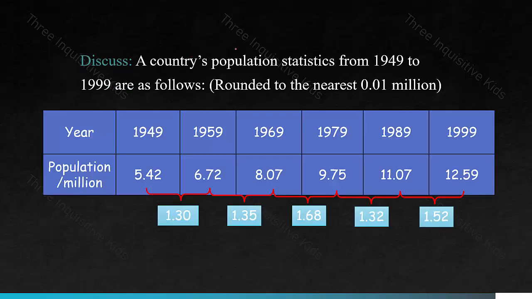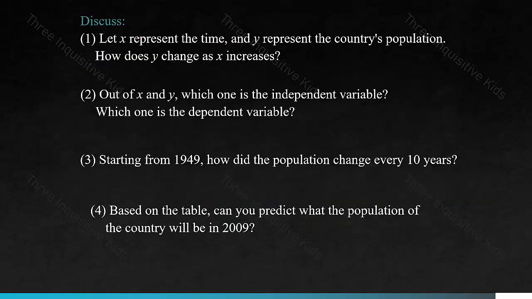A country's population statistics from 1949 to 1999 are as follows, rounded to the nearest 0.01 million. I want you to observe this table. If you want to come back to it when we get to the problems, feel free to do that. Let x represent the time and y represent the country's population. How does y change as x increases? As you can see, the number of people in this country gets bigger and bigger.